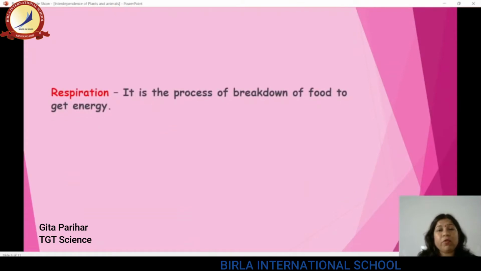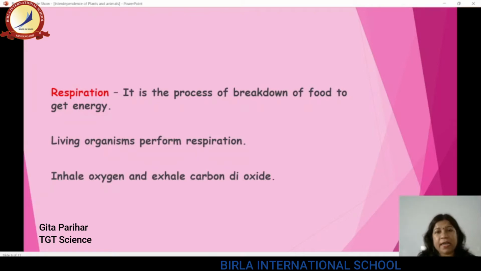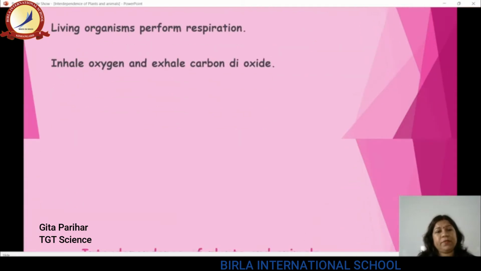We also know about respiration. It is the process of breakdown of food to get energy. All living organisms perform respiration, be it plants or animals. Breathing is a part of respiration whereby all living organisms inhale oxygen and exhale carbon dioxide.